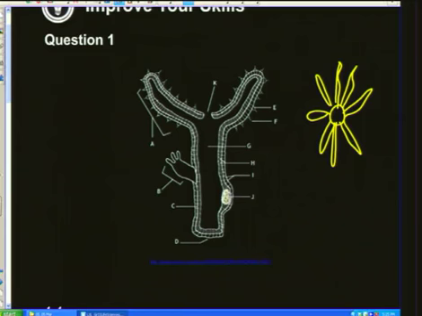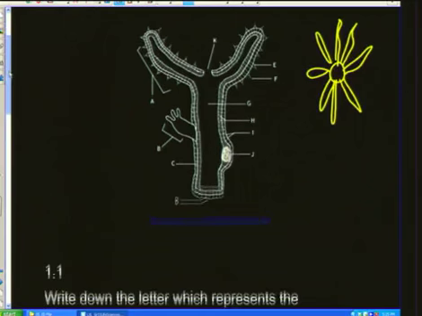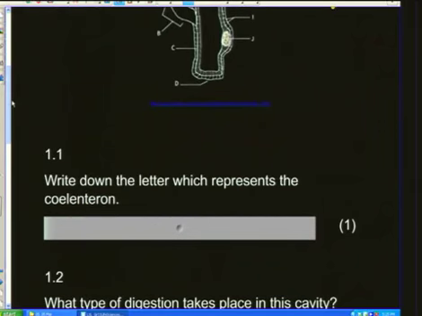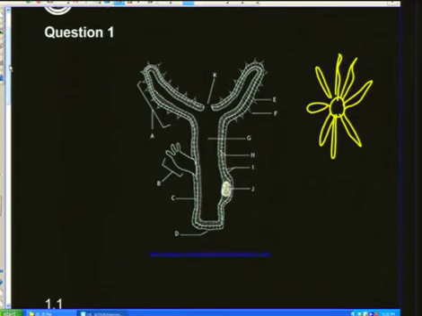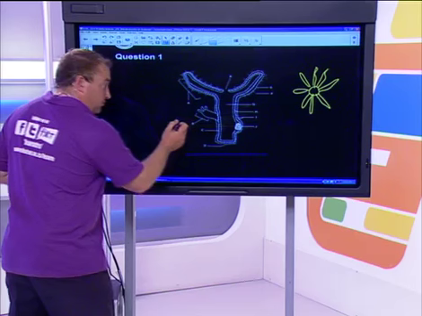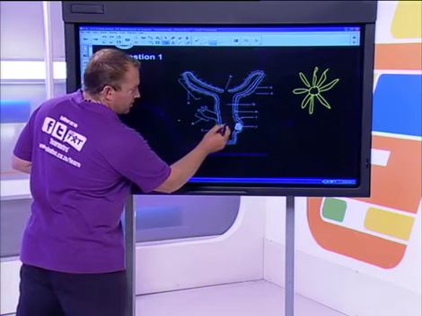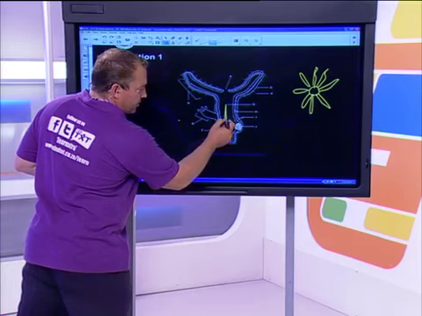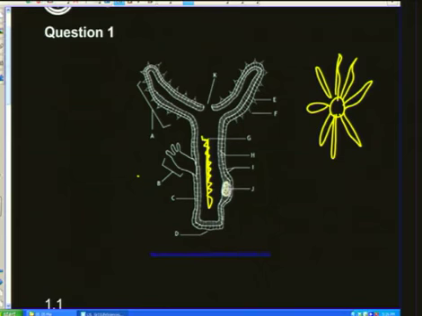You should know this. So I'm going to bring it down, and I'm going to say, write down the letter. I don't need the name. Write down the letter which represents the coelenteron. Now, what is the coelenteron? Coelenteron is the inside of an animal or the gut of the animal. Roundabout. It's the easiest way I can put it. The gut, the inside. And the inside of the animal is this side, right? No, it's here. So this whole piece, that is called the coelenteron.